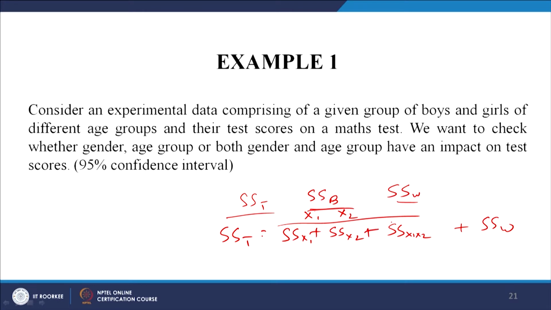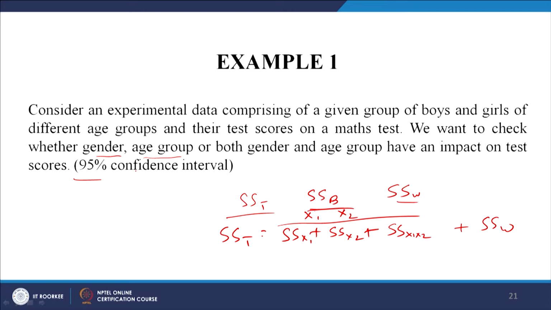So, this is a condition where experimental data comprising a given group of boys and girls of different age groups and their test scores on a maths test has been checked. We want to check whether gender and age group, or both gender and age group, have an impact on the test scores, and we want to test it at a 5% level of significance or 95% confidence level, right.